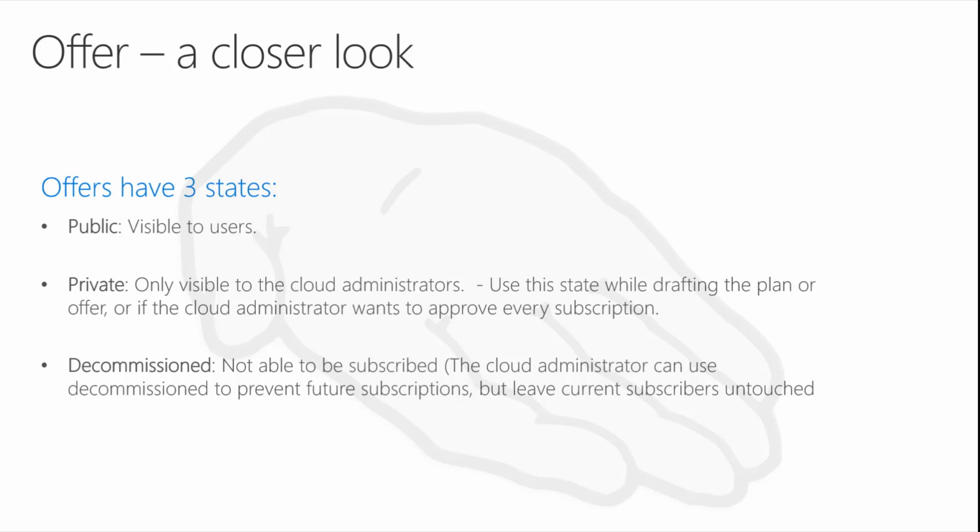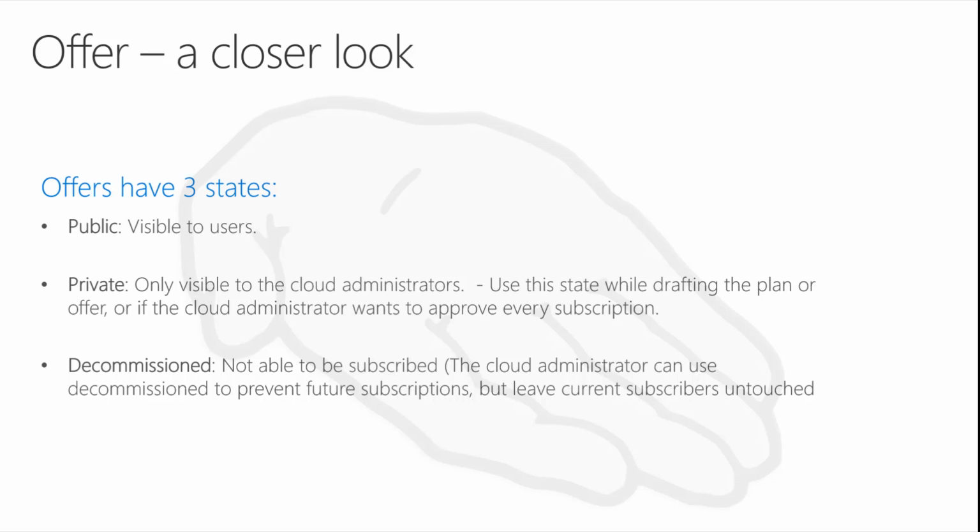As we started to say earlier in the presentation, offers have 3 states. We talked about 2, public and private. Public means visible to users. So in that golden key button we saw earlier, if you are a user in a tenant/user space and we made the offer public, when you click that Get a Subscription button, you will see all of the public offers that have been created by the Azure Stack operator.